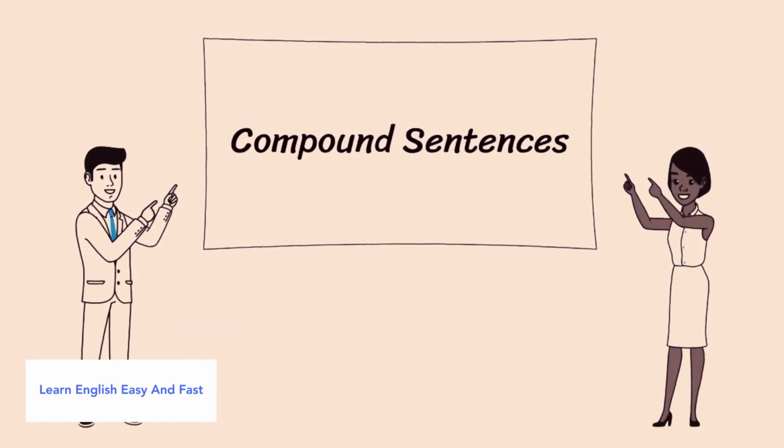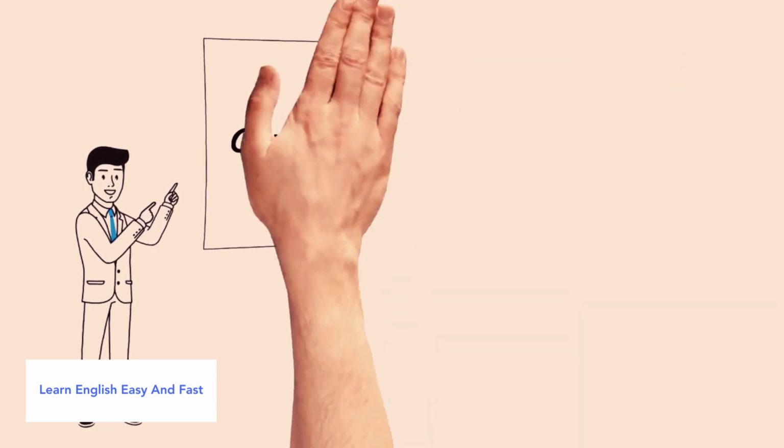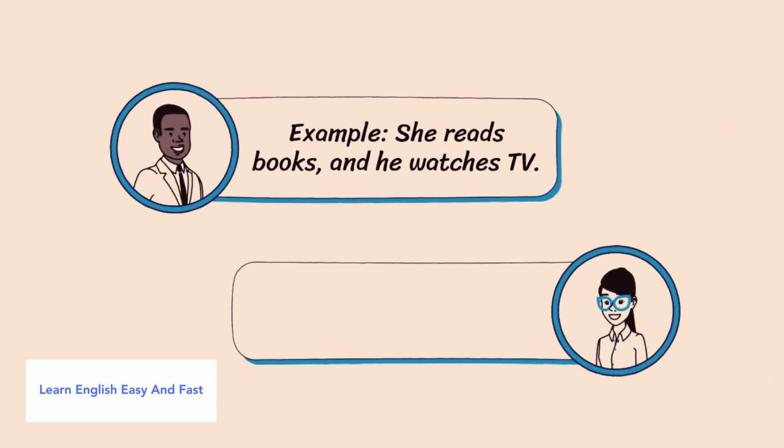Next, let's look at compound sentences. These are made by combining two simple sentences using a conjunction like and. For example, she reads books and he watches TV. Both ideas are complete sentences on their own.